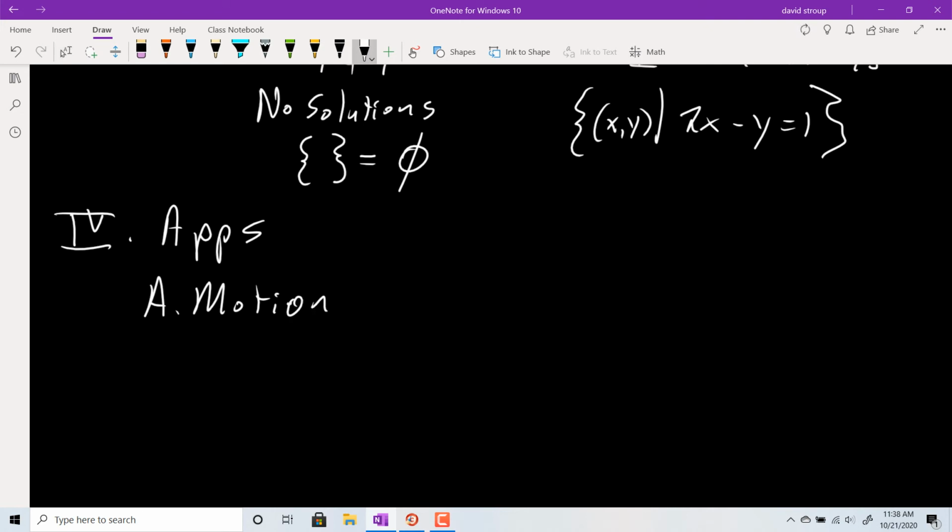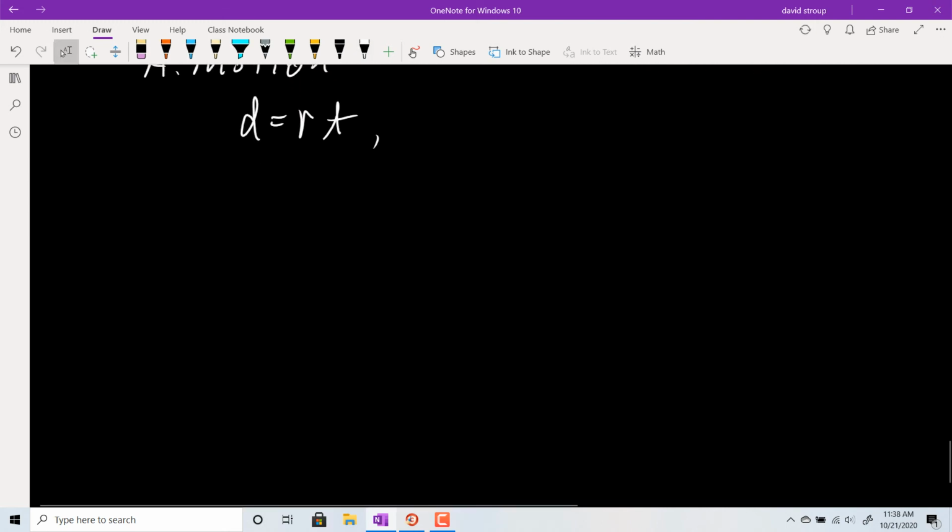Okay, so for motion problems, the equation is distance equals rate times time. But you can also solve this equation for the other unknowns, right? So you could solve it for r. If you divide both sides by t, you'll get d over t. And then if you solve it for t, you'll get d over r.